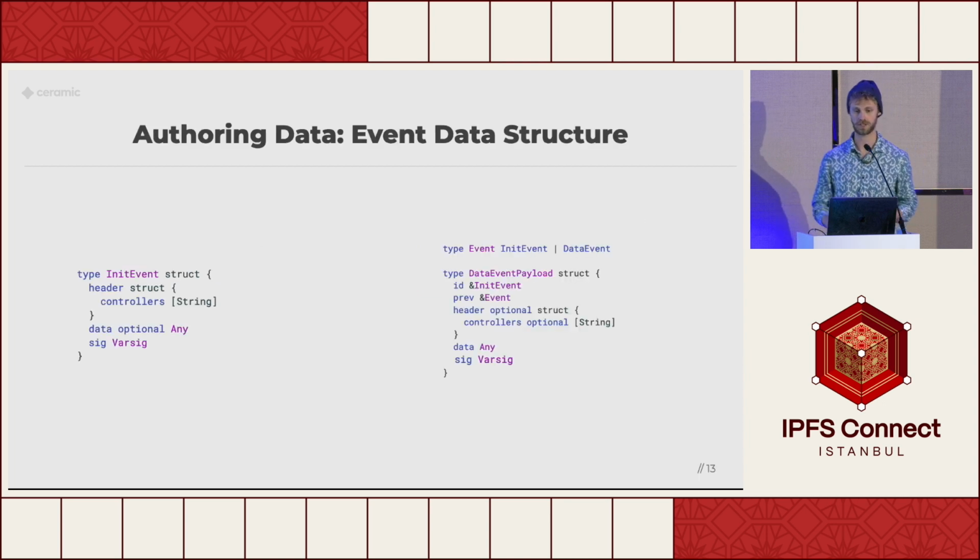So what this means for the data structure in Ceramic is that we can simplify the data structure I showed before, where the init event is just a header, some data, and then the signature is a VARSIG at the end. And similarly, the data event is just the same data we had before plus the signature. And this is much easier to work with and much easier to understand what's going on.